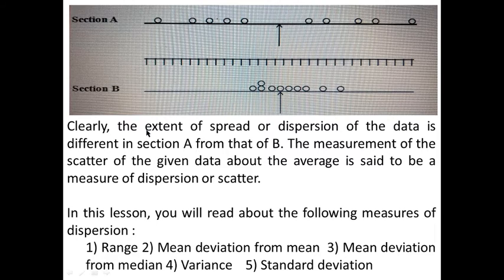Clearly, the extent of spread or dispersion of the data is different in section A from that of section B. The measurement of the scatter of the given data about the average is said to be a measure of dispersion or scatter. In this lesson, you will read about the following measures of dispersion: range, mean deviation from mean, mean deviation from median, variance, and standard deviation.